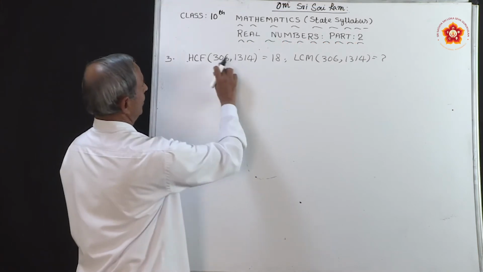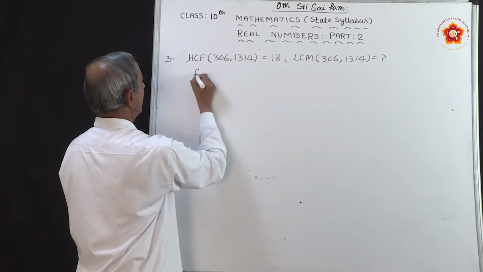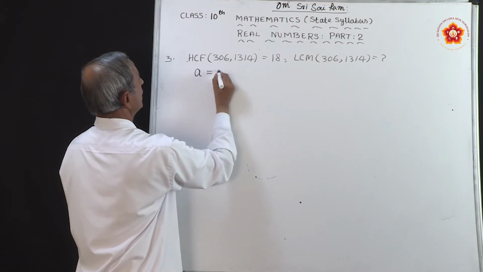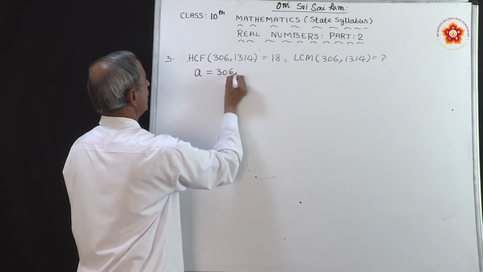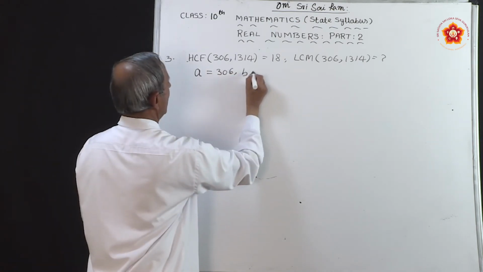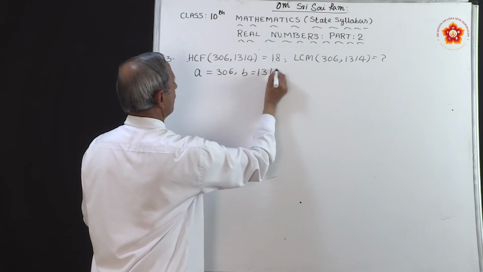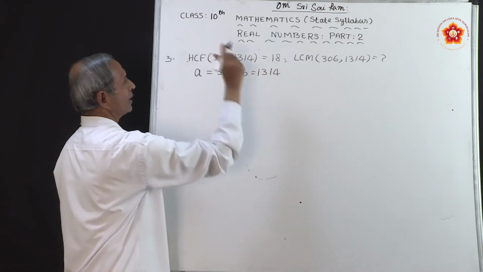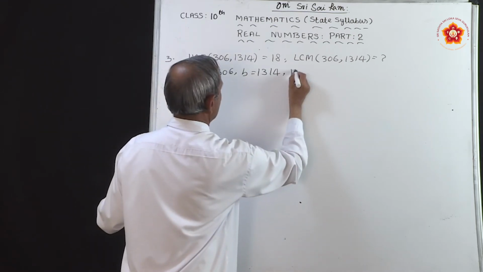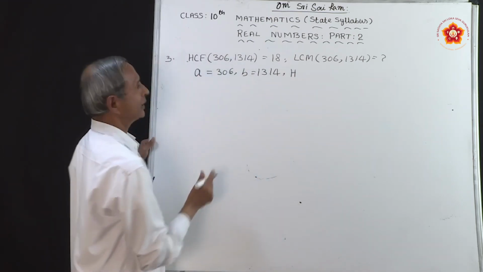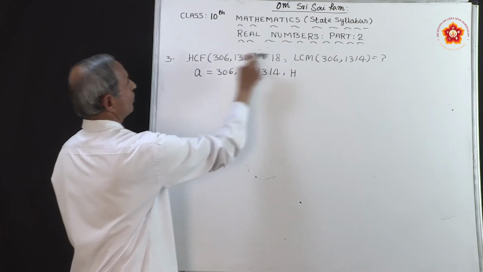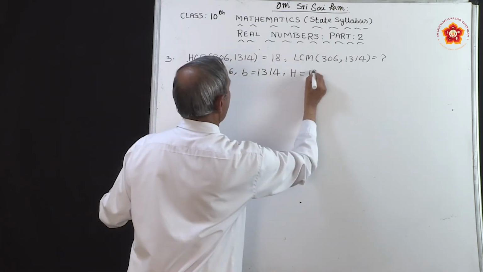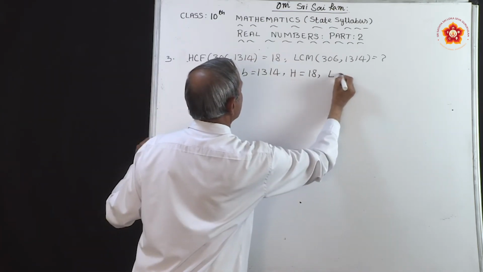Now, here the first number let us take as a, which is given as 306, and b is given as 1314, and here HCF is given. Now, I will take a very simple form, H is equal to HCF. HCF is given as 18. Now, we have to find their LCM.